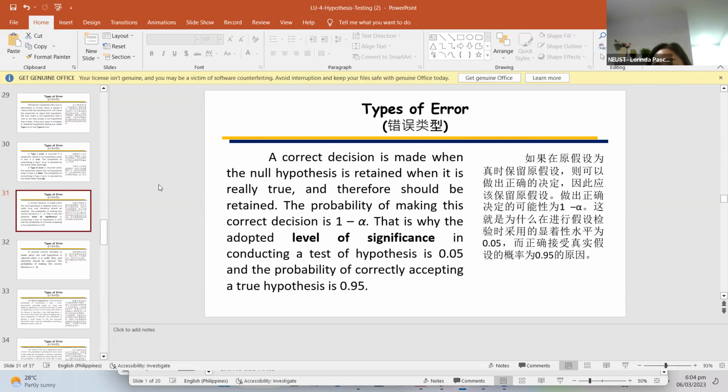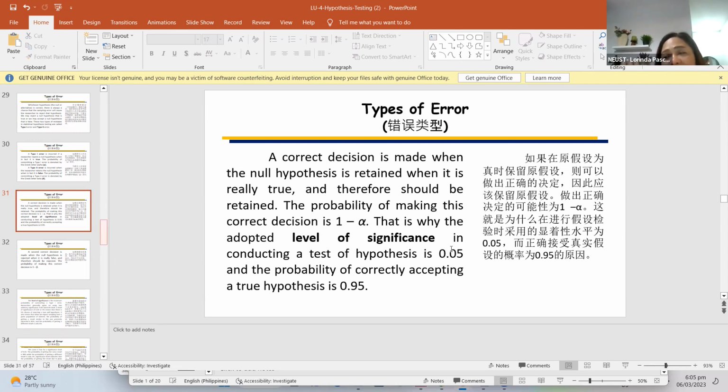Kasi hindi naman talaga 100% sure tayo. Merong error dun eh. So merong allowance tayo in decision making. That is why we have the significance level or level of significance and the standard is 0.05. So the probability of correctly accepting a true hypothesis is only 0.95 or 95%. So that is why in educational research and sometimes in marketing and business research, ito yung acceptable na level of significance, yung 0.05.